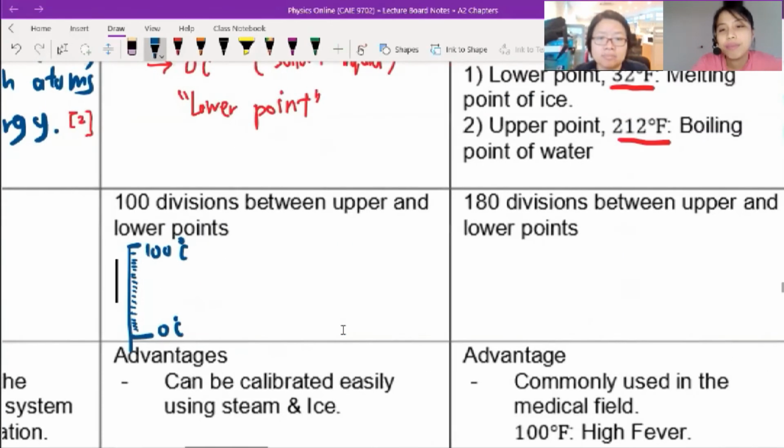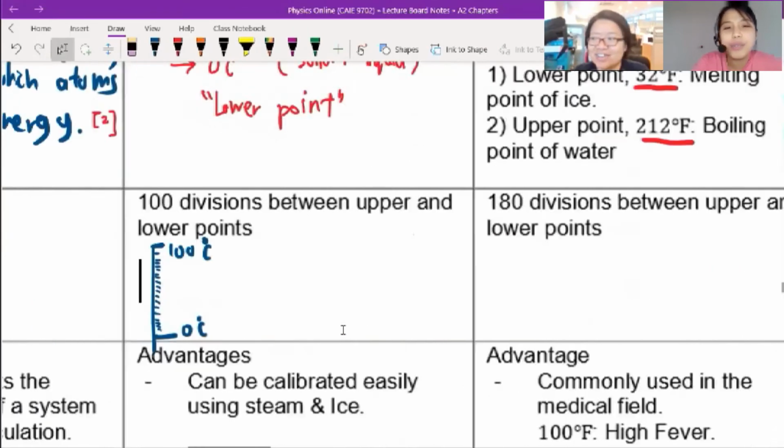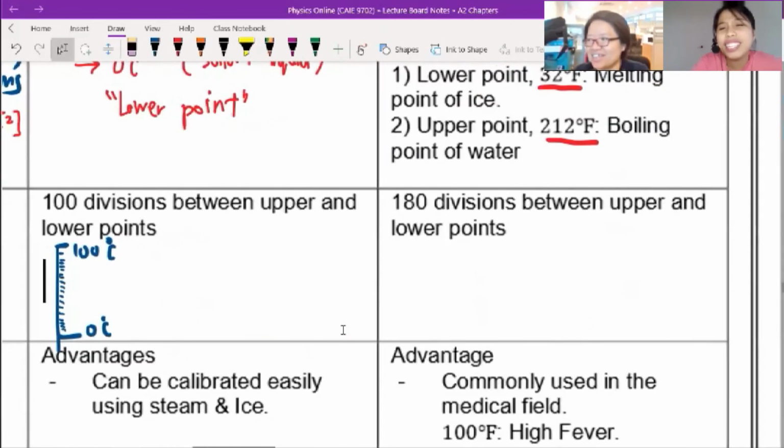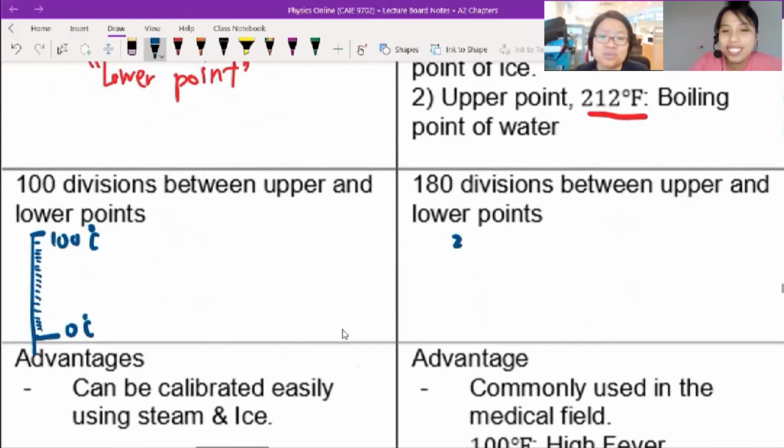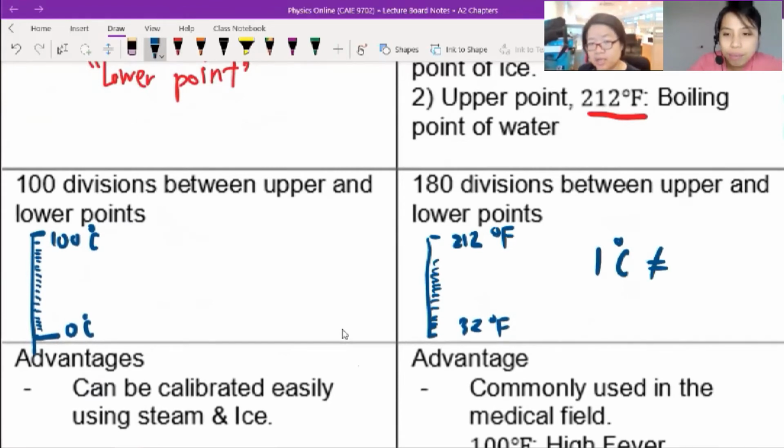And then Fahrenheit, why do you divide so much? Why divide 180? I don't understand. Because 32 to 212 is 180 ma. Which means 1 degree Celsius is not equal to 1 Fahrenheit, the magnitude of change. So Fahrenheit is a more sensitive scale.